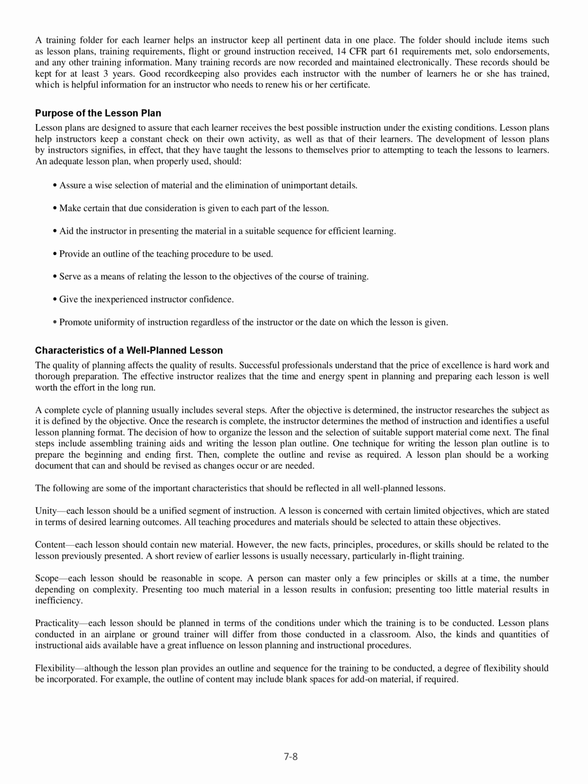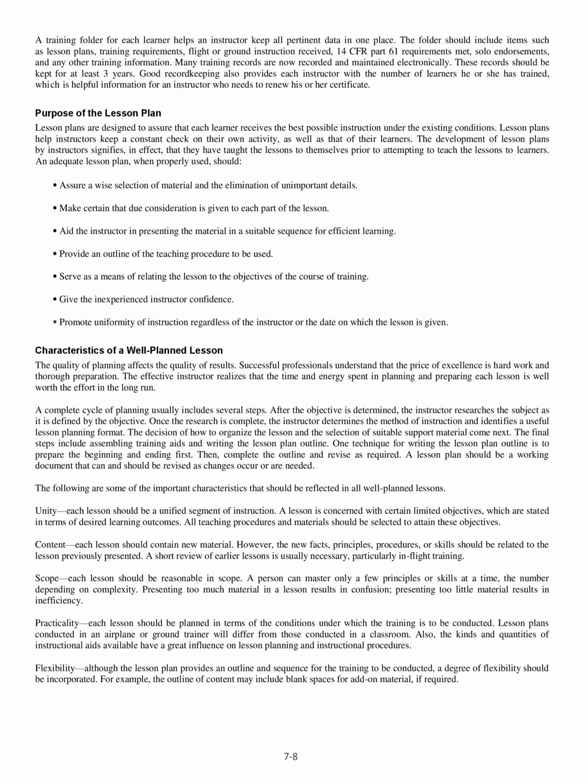A complete cycle of planning usually includes several steps. After the objective is determined, the instructor researches the subject as it is defined by the objective. Once the research is complete, the instructor determines the method of instruction and identifies a useful lesson planning format. The decision of how to organize the lesson and the selection of suitable support material come next. The final steps include assembling training aids and writing the lesson plan outline. One technique for writing the lesson plan outline is to prepare the beginning and ending first. Then, complete the outline and revise as required. A lesson plan should be a working document that can and should be revised as changes occur or are needed.